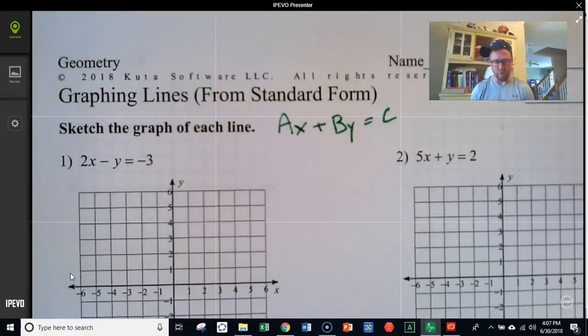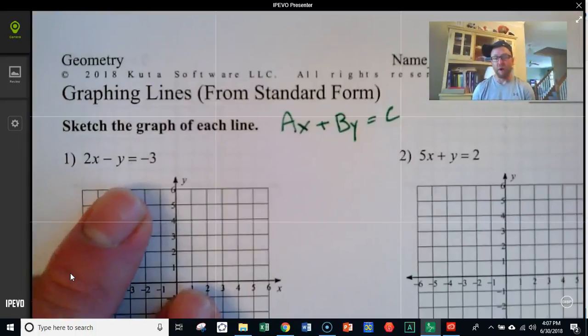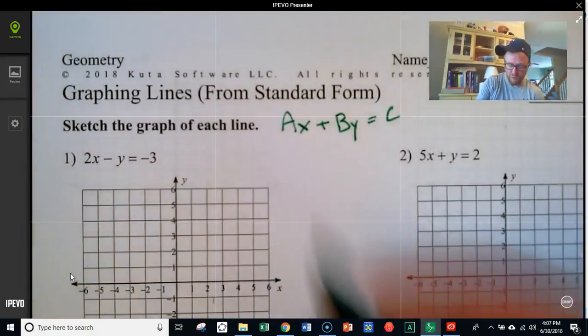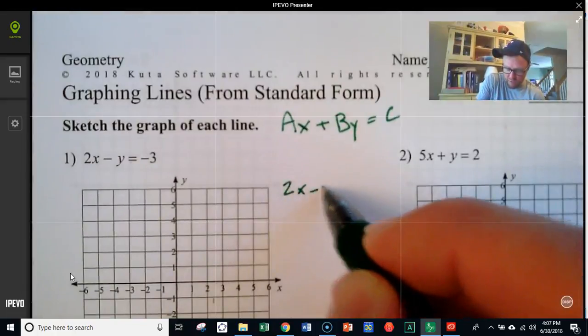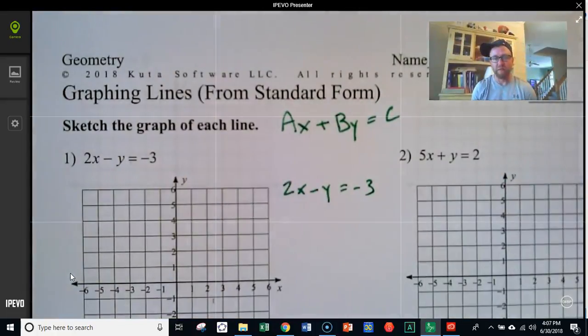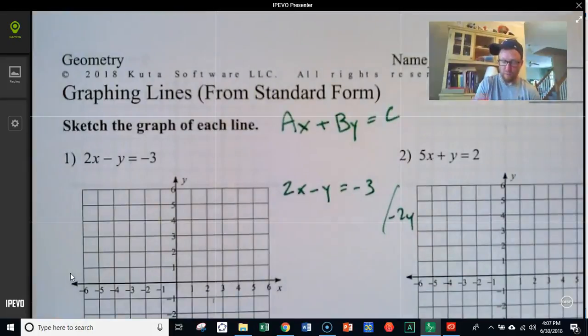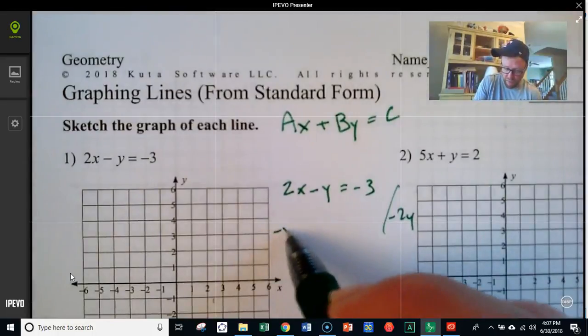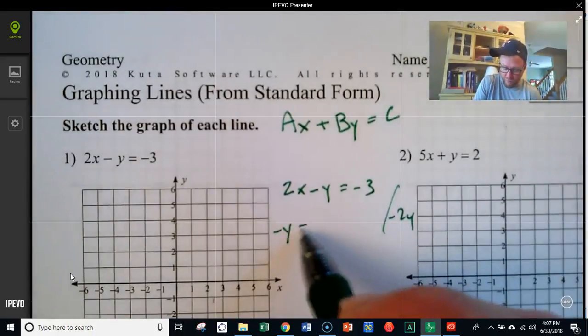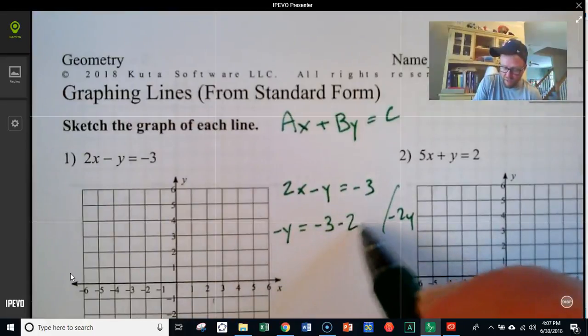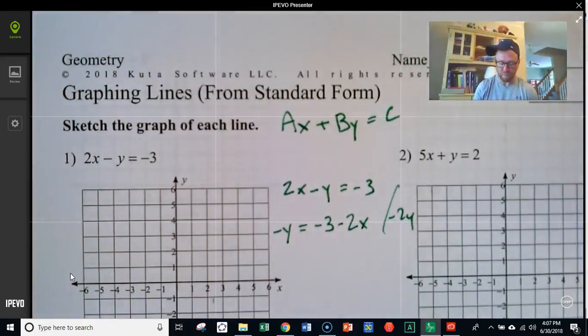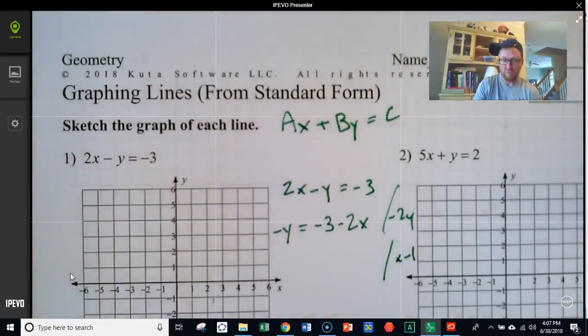On this particular one, I'm going to solve it for y to get the y equals mx plus b form. I have 2x minus y equals negative 3, and I'm just going to subtract 2x from both sides. I'm going to end up with negative y, because remember the negative sign stays with the y, equals negative 3 minus 2x. Now, y equals mx plus b does not have a negative y, so we have to change it into a positive y, so times negative 1.